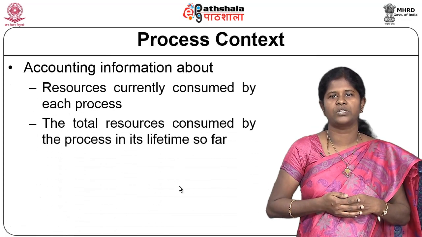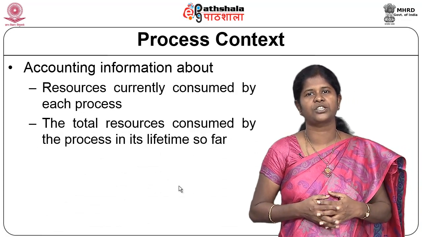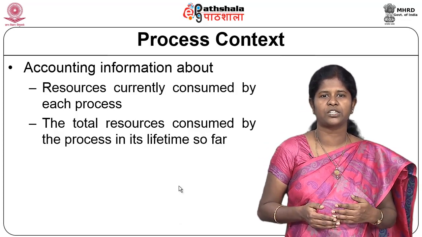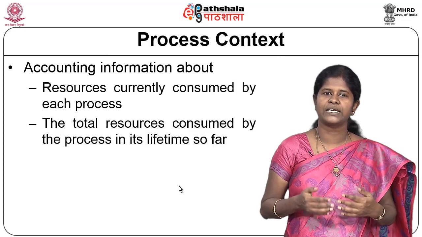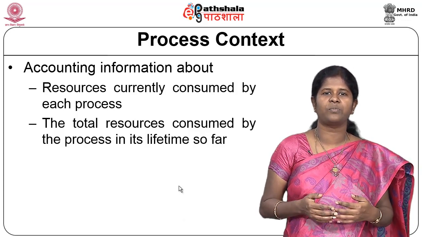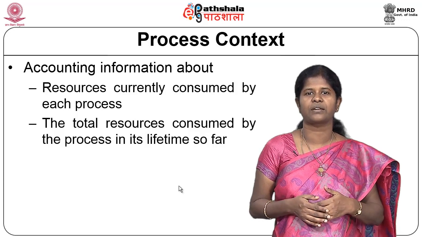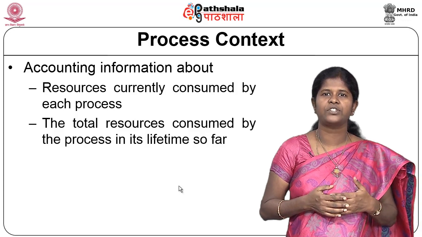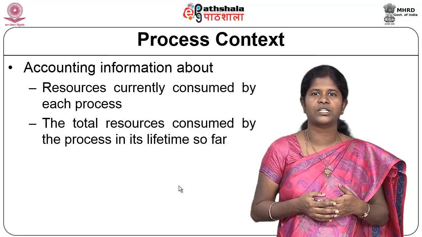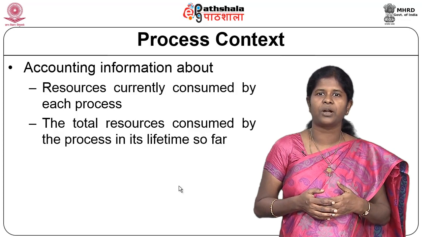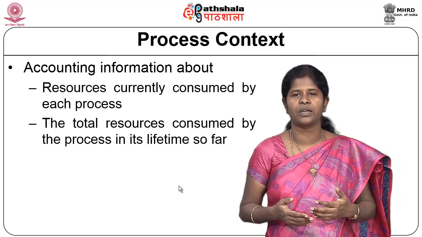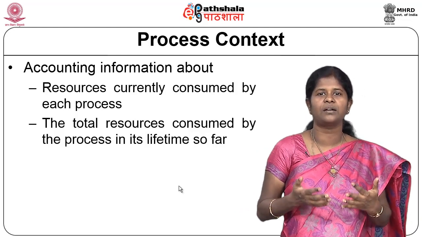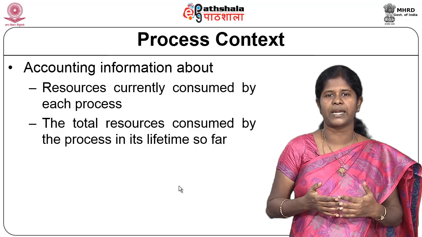And then you have accounting information. Accounting information about a process tells about the resources that are currently consumed by each process, and it also has information about the total resources consumed by the process in its lifetime so far. The resources could be, for example, the CPU usage time. It can also have information about the amount of time the process spent in user mode, the amount of time the process spent in kernel mode, and so on. All this information put together forms the resources that are consumed by each process.